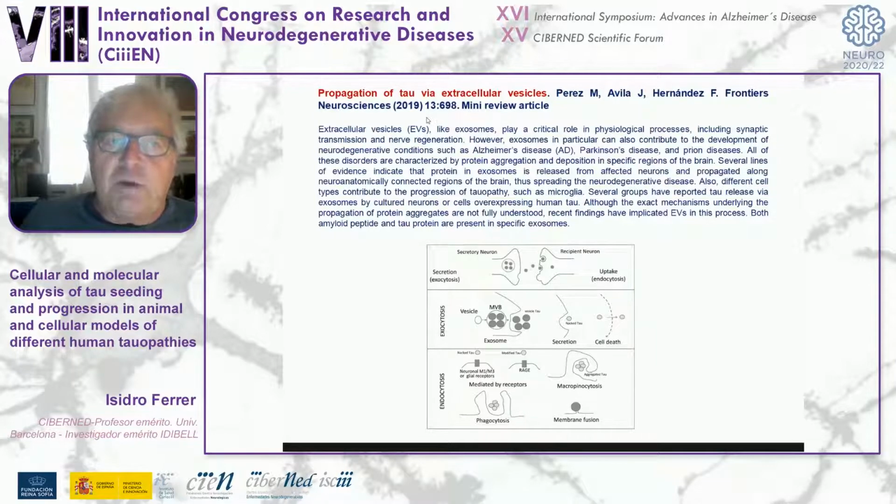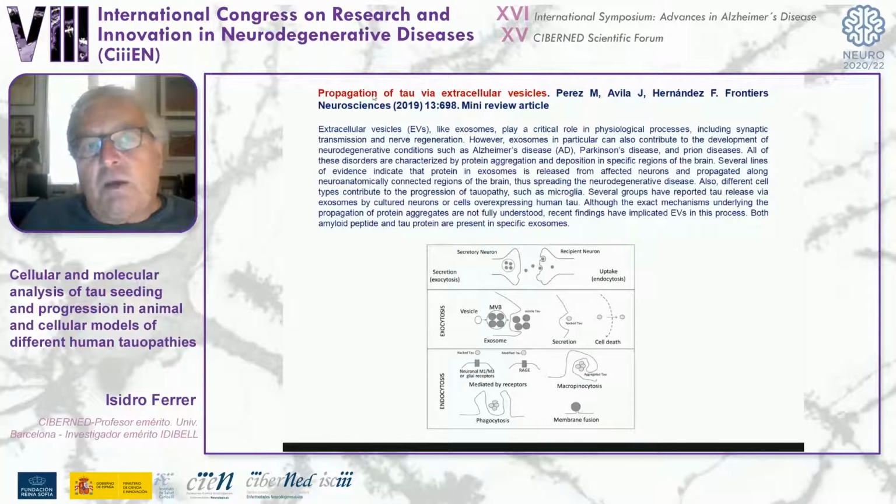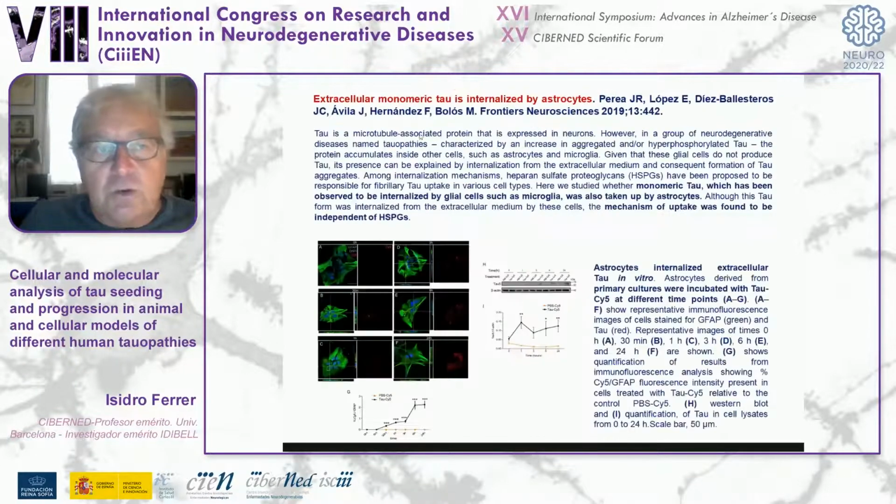Also, we have prepared this mini review regarding the propagation of tau via extracellular vesicles, and this has been useful because it is the basis for some results we have produced regarding the uptake of tau by macroglial cells, and also the internalization of extracellular monomeric tau by astrocytes.